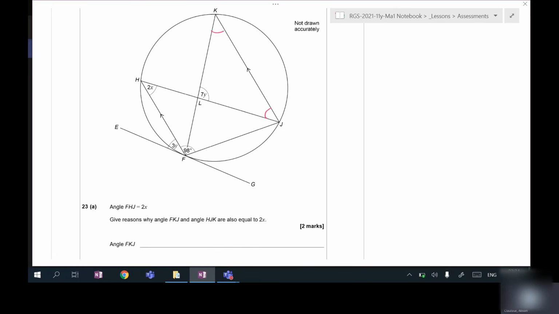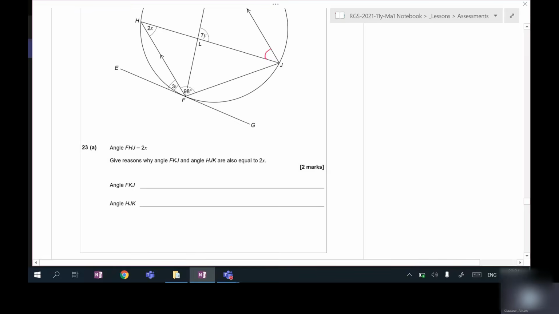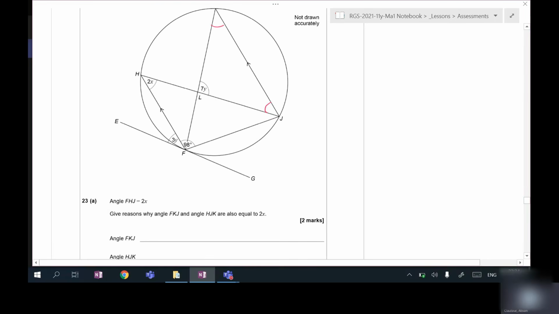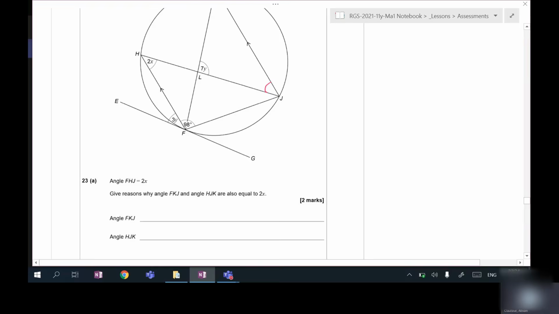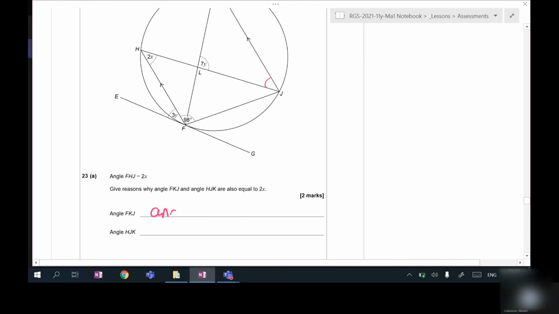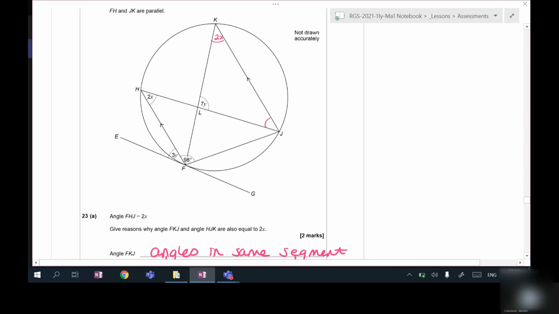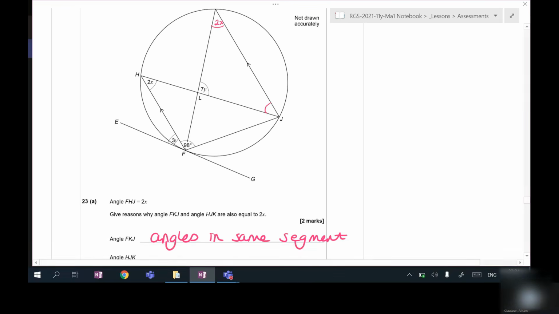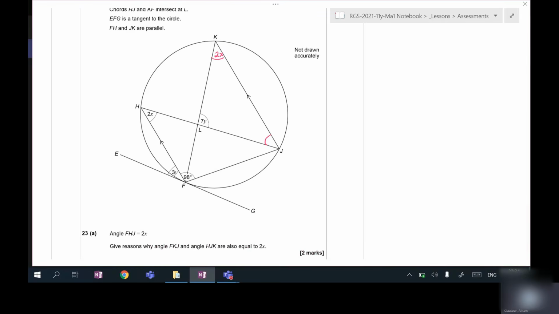Okay, so FKJ should be relatively straightforward. Okay, so this is 2x because of the circle theorem, angles in the same segment. Okay, so that would be why that one's 2x. The next one, HJK. So why is this one 2x as well?